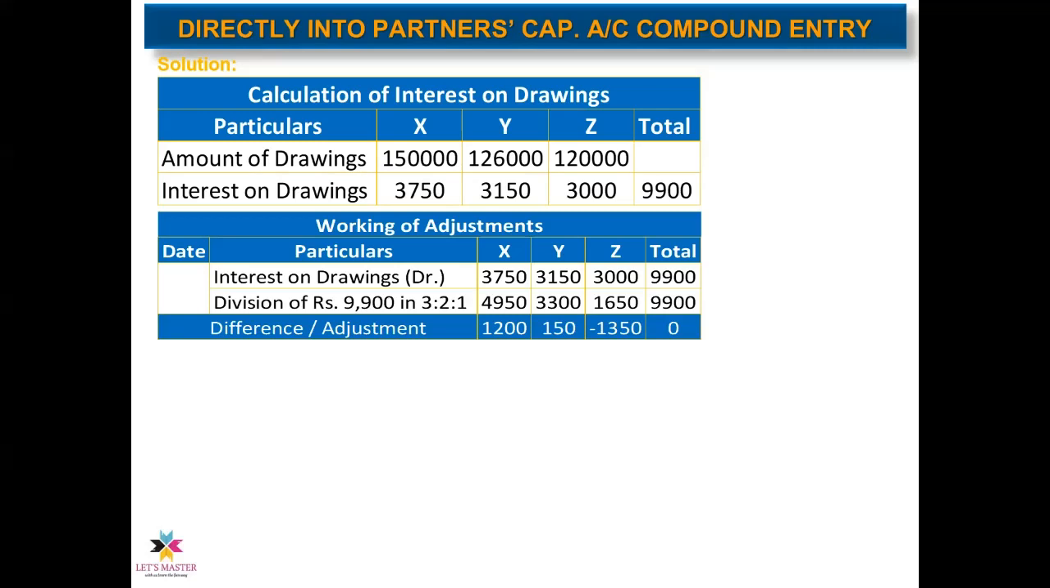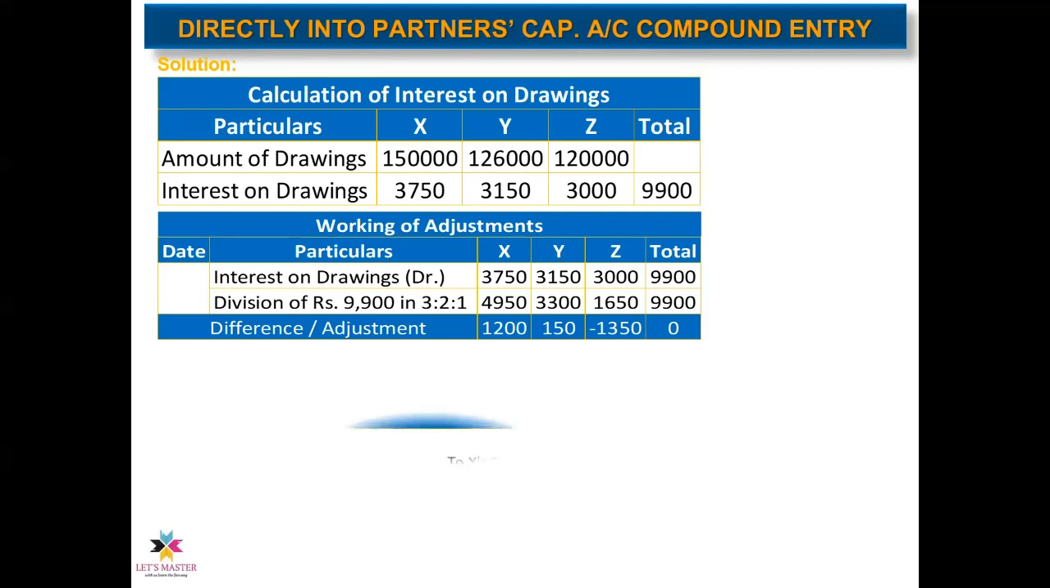So Z in one way or another has received 3,000 extra. Z has received 3,000 against 1,650. So he has received 1,350 extra. Y is supposed to get 3,300, but he received 3,150. So he has received 150 rupees less than what he is supposed to receive. And X was supposed to receive 4,950, but has received only 3,750, which is 1,200 less.